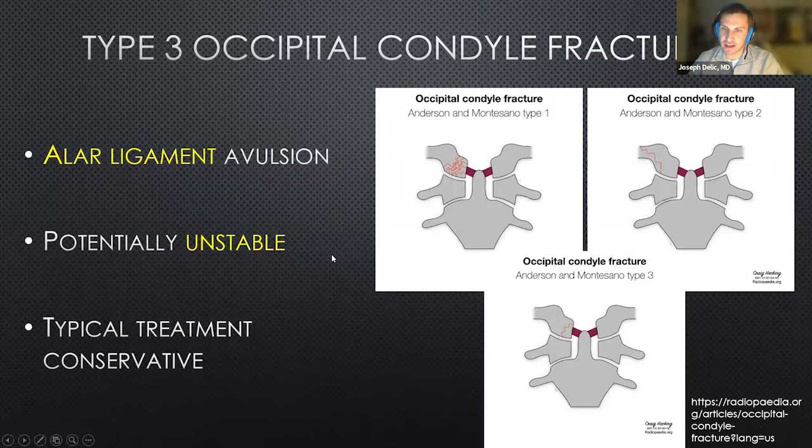So this is something that I talk about a lot with our residents. We see it a lot in missed case conference. The point I like to make to them is when you're looking on your coronals of your CT spines, if you don't look here in the medial occipital condyle, you're not going to see this fracture, okay? This is an alar ligament avulsion. So if you look at this classification system, this is the alar ligament that attaches here to that occipital condyle. And this can be potentially unstable. So it's an important fracture that we identify.